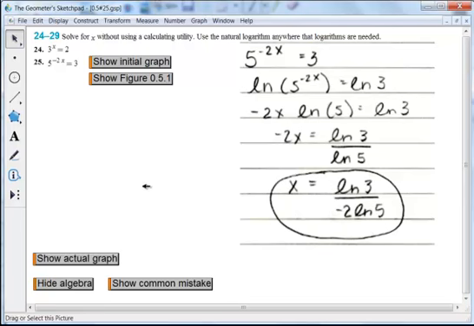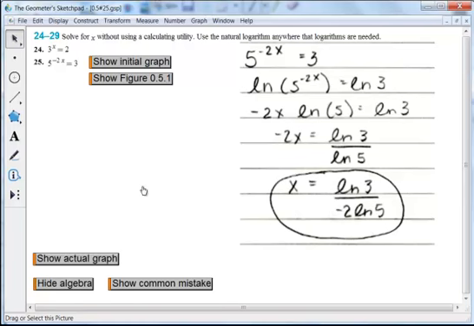Now we have negative 2x. I divide both sides by ln 5, and you're left with ln 3 divided by ln 5. So finally I want to just divide by negative 2, and I'll have x alone. So I have ln 3 divided by negative 2 ln 5.